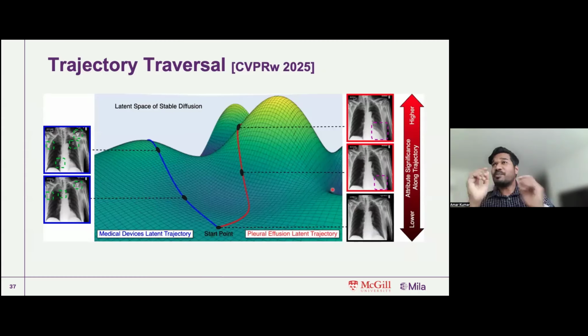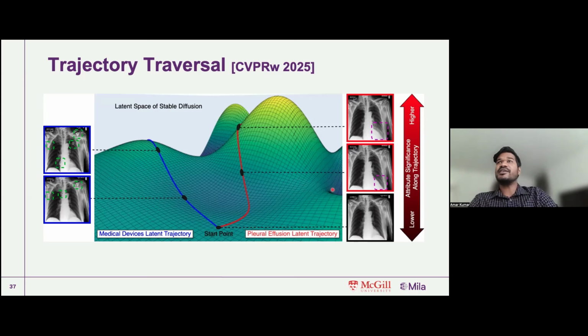In the case of Prism, we were able to do a single point edit. We showed that using language, we are able to remove certain artifacts, or we are able to control certain artifacts. What if we want to have a continuous trajectory where we constantly control a particular attribute, which could be disease, which could be artifact?